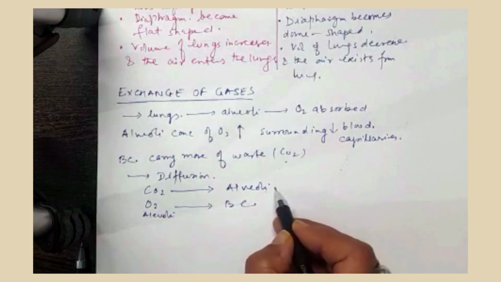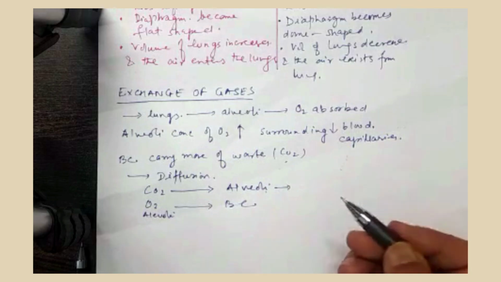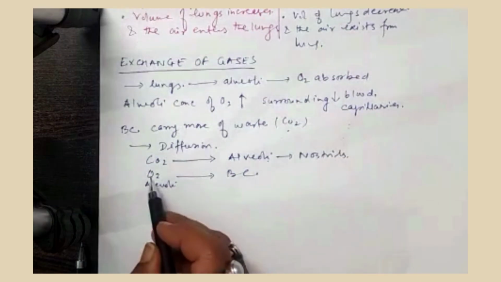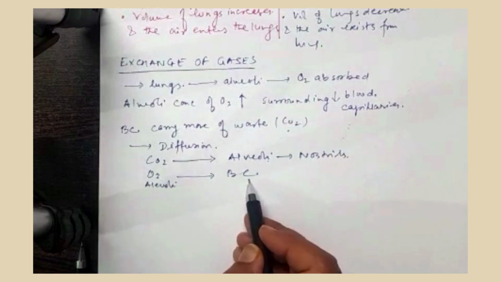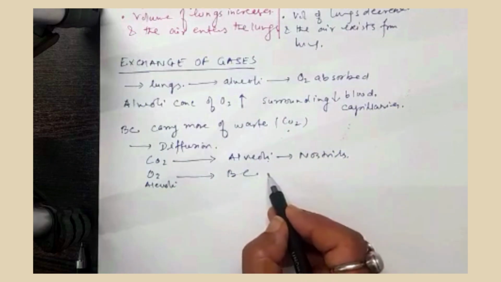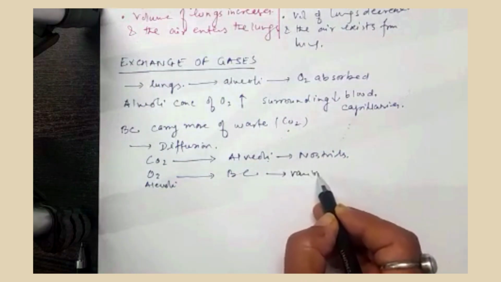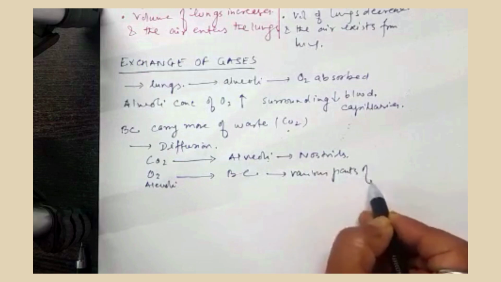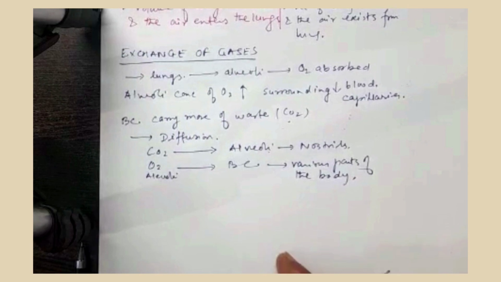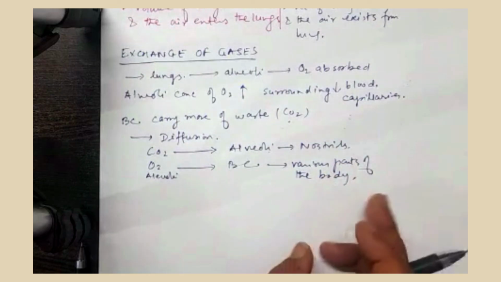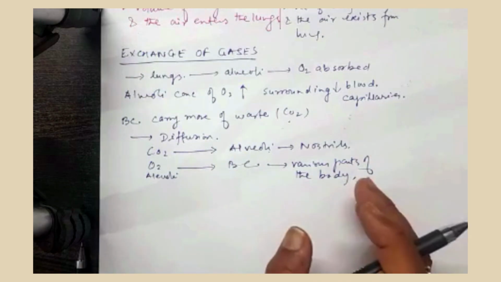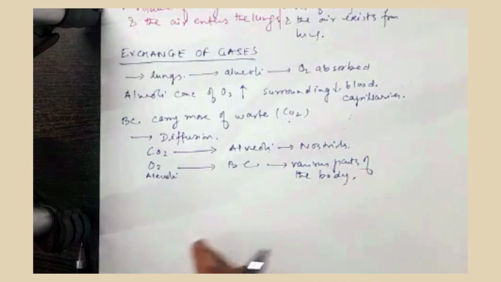alveoli में कार्बन डाइऑक्साइड आने के बाद it is again thrown out through nostrils, और जब ये ऑक्सीजन ब्लड कैपिलरी में आता है तो ब्लड is always traveling from one place to another place, so it takes it to various parts of the body. ऑक्सीजन को different parts में लेके चला जाता है. So this is how distribution of oxygen takes place.